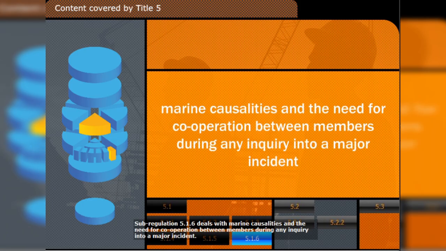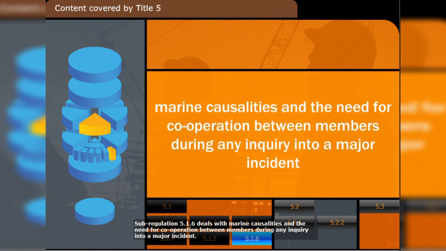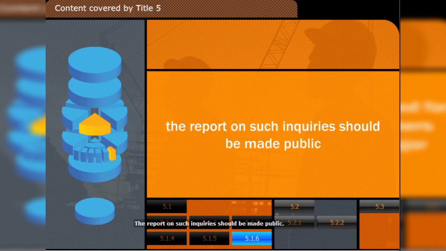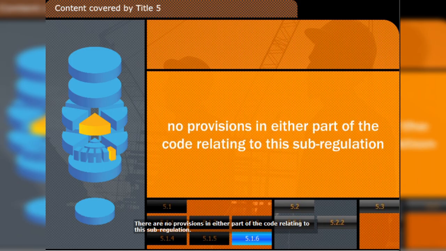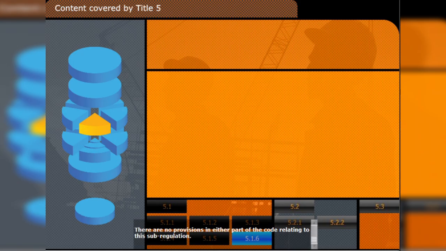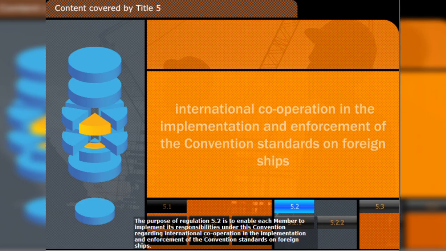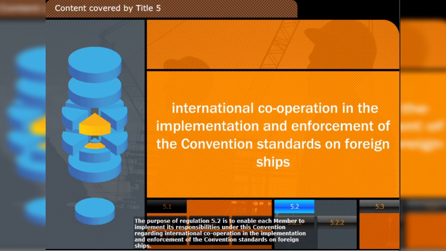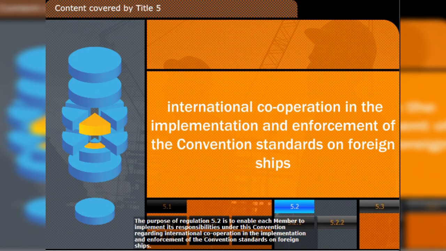Sub-Regulation 5.1.6 deals with marine casualties and the need for cooperation between members during any inquiry into a major incident. The report on such inquiries should be made public. There are no provisions in either part of the Code relating to this sub-regulation. The purpose of Regulation 5.2 is to enable each member to implement its responsibilities under this Convention regarding international cooperation in the implementation and enforcement of the Convention standards on foreign ships.